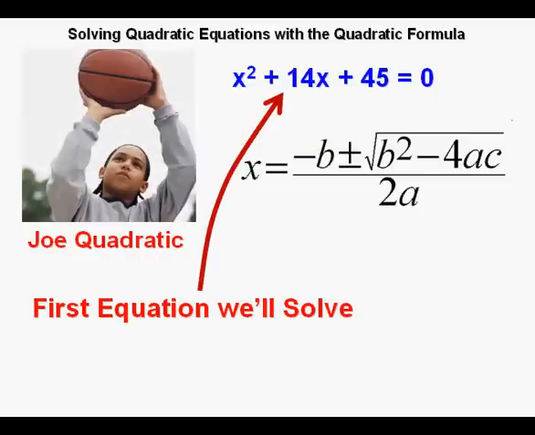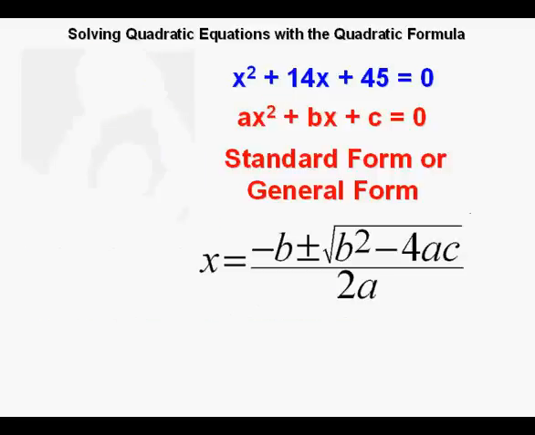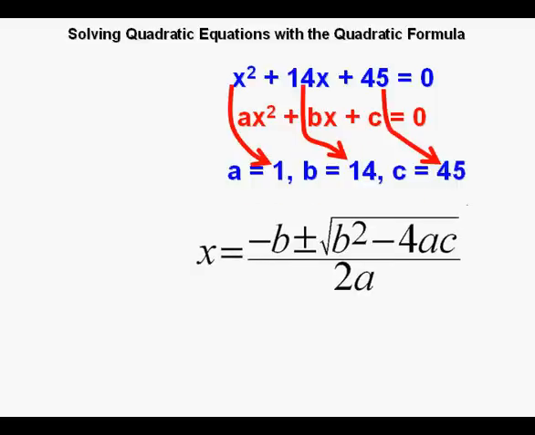The first equation we'll solve is this one: x squared plus 14x plus 45 equals 0. The first thing we do is lay out the standard form of a quadratic equation, which is ax squared plus bx plus c equals 0. For this equation, it's already in standard form. X squared has no number in front of it, so a equals 1, b equals 14, and c equals 45.